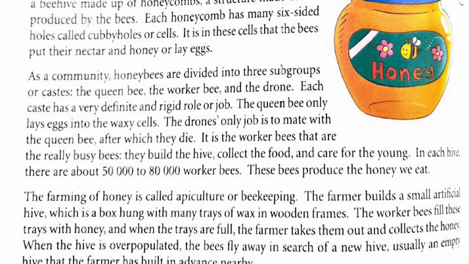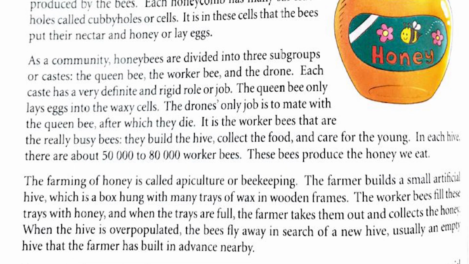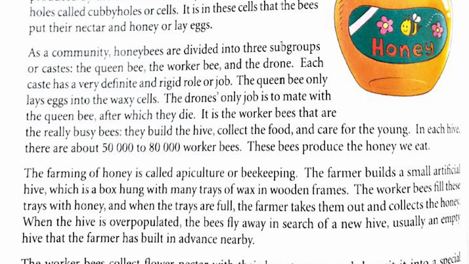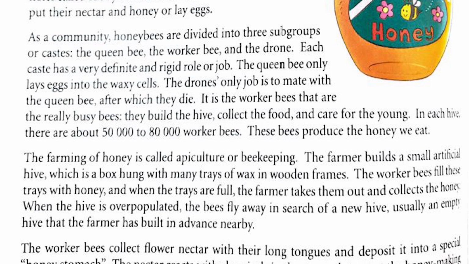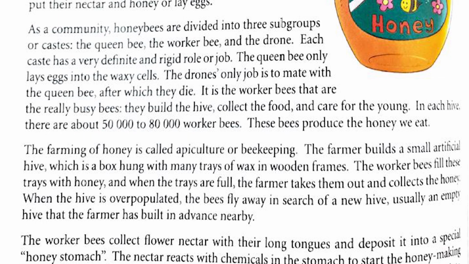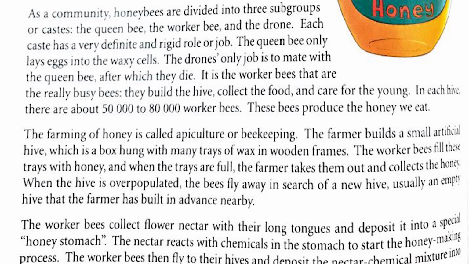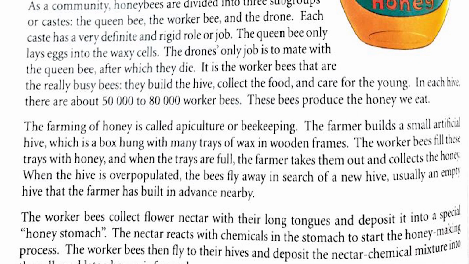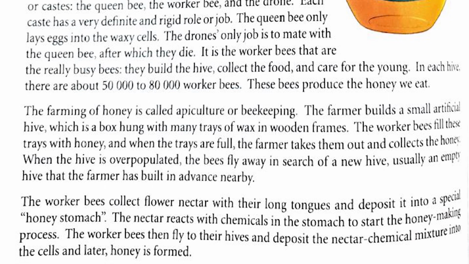The farmer builds a small artificial hive, which is a box hung with many trays of wax in wooden frames. The worker bees fill these trays with honey, and when the trays are full, the farmer takes them out and collects the honey. When the hive is overpopulated, the bees fly away in search of a new hive, usually an empty hive that the farmer has built in advance nearby.